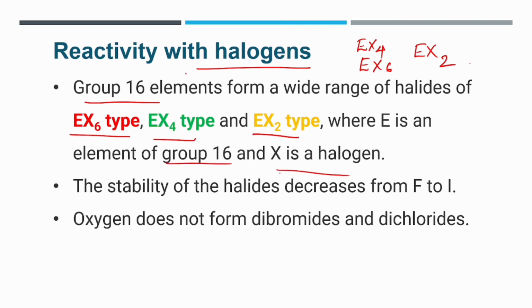The stability of the halides formed decreases from fluorine to iodine. Fluorides are more stable while iodides are less stable. Why? Due to their size difference. Oxygen does not form dibromides and dichlorides, another important point.